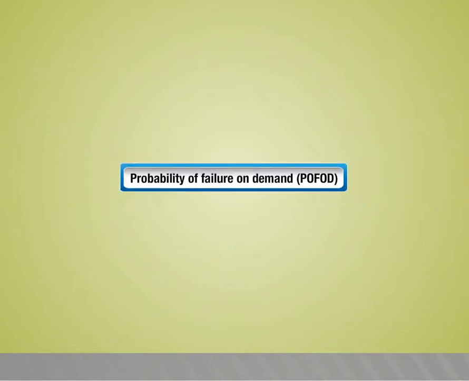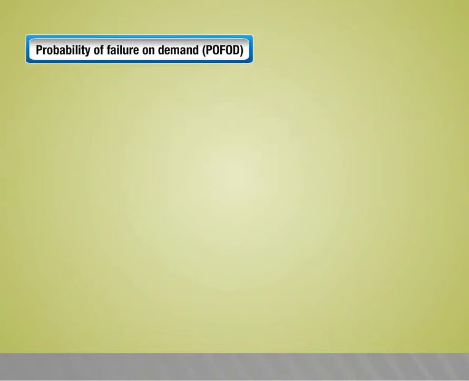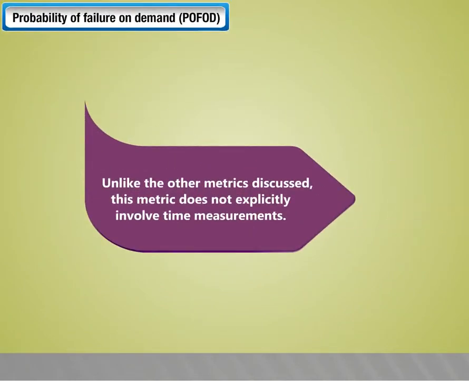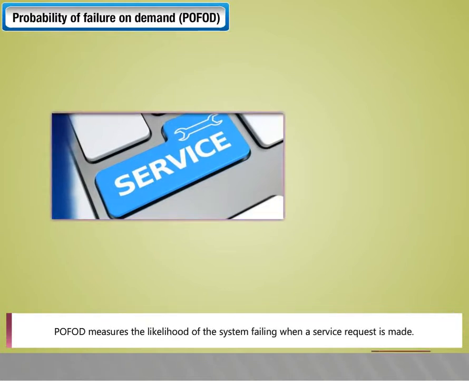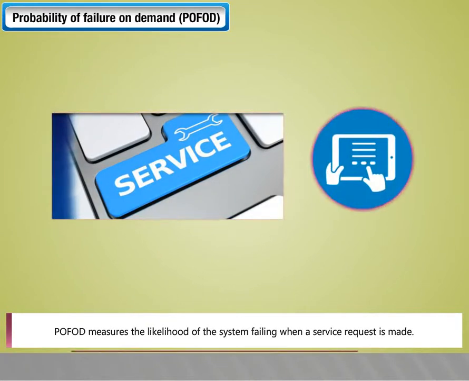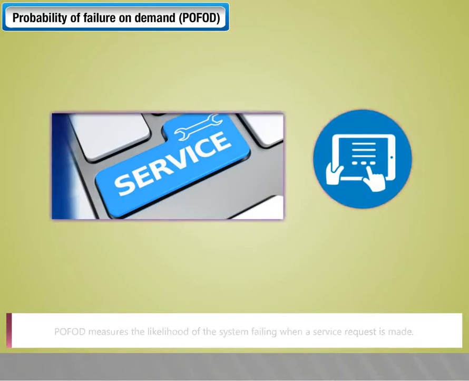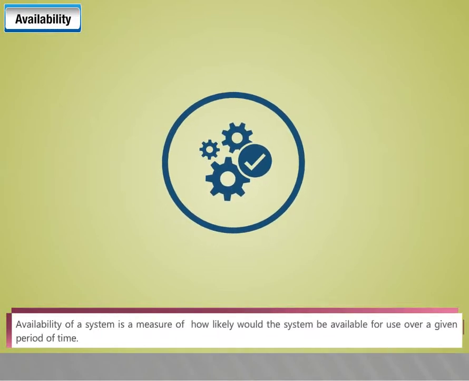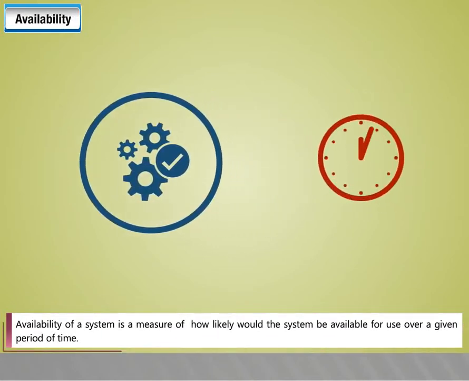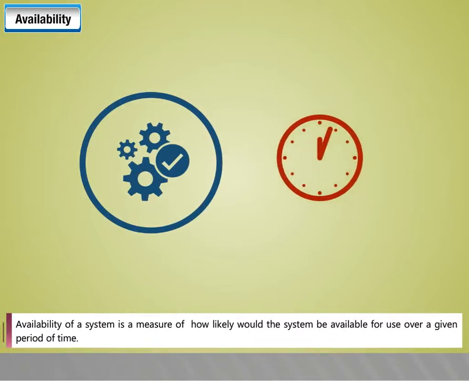Probability of failure on demand, POFOD. Unlike the other metrics discussed, this metric does not explicitly involve time measurements. POFOD measures the likelihood of the system failing when a service request is made. Availability. Availability of a system is a measure of how likely the system would be available for use over a given period of time.